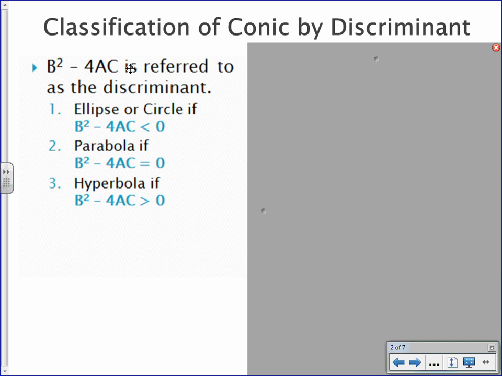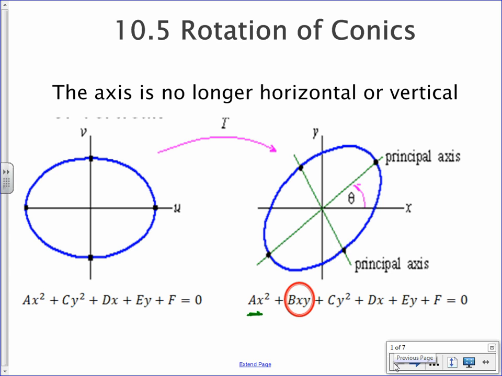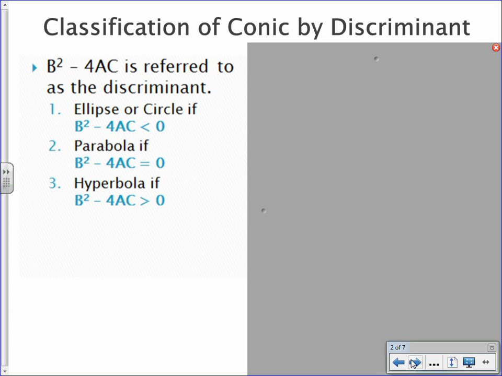So what do A, B, and C stand for? A is the coefficient of x squared, B is the coefficient of xy, and C is the coefficient of y squared. So when we are determining the type of conic, these don't matter. They will later on, but to determine the type, all we need is the x squared, xy, and y squared term. So if it's less than 0, we are going to have an ellipse or circle.